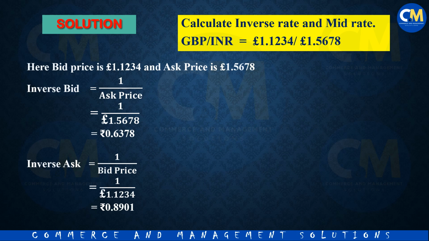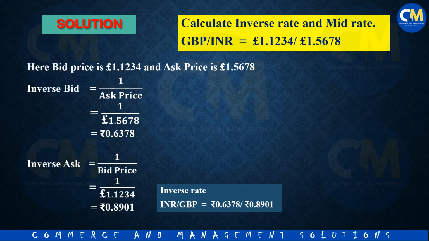So inverse rate is INR per GBP. So we can write it as INR per GBP is equal to 0.6378 rupees per 0.8901 rupees. So this is the inverse rate. Then we move to the calculation of mid rate.